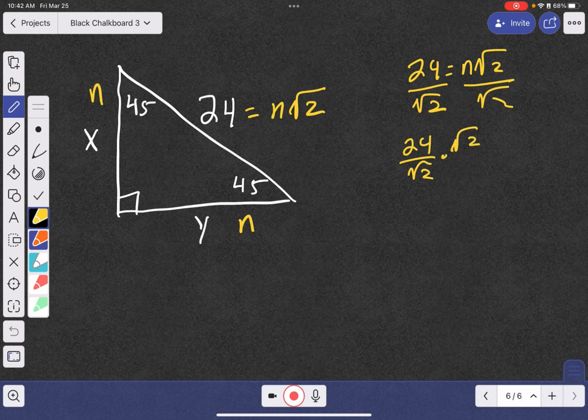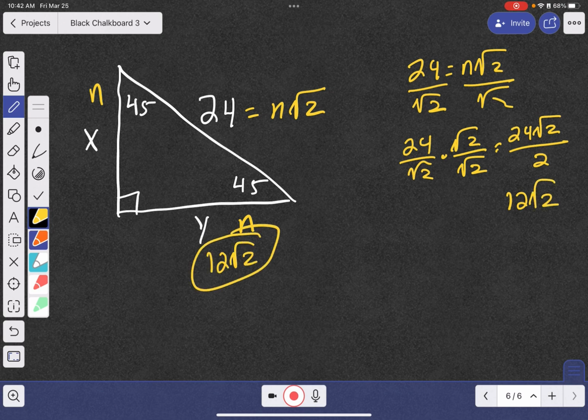So multiply by the square root of 2 over the square root of 2. So that's 24 times the square root of 2 over the square root of 4, which is just 2. 24 divided by 2 is 12. So your y value is 12 radical 2. And your x value is 12 radical 2. And there are your solutions. And you're done.